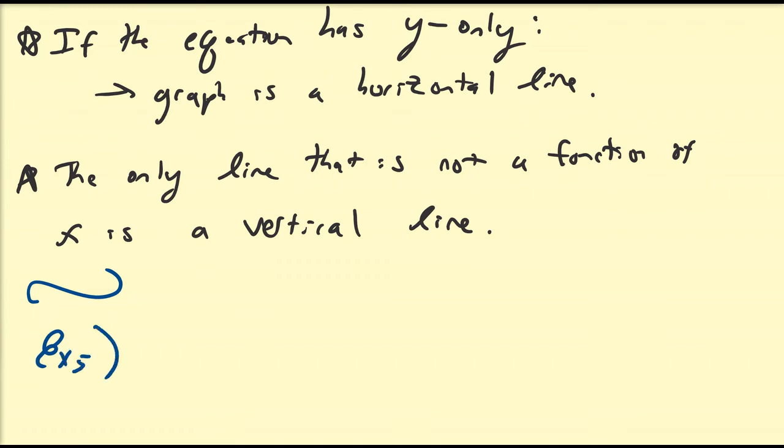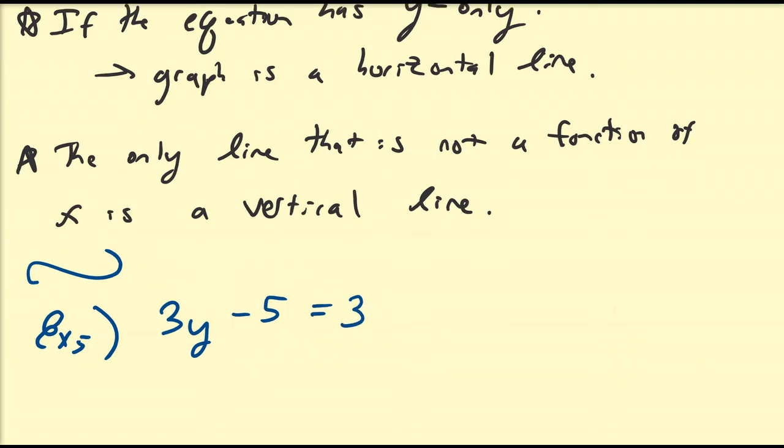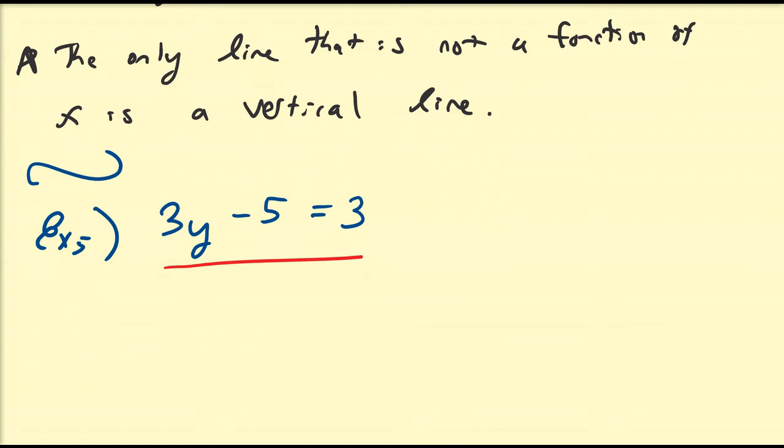So example 5. Consider the equation 3y minus 5 is equal to 3. So this is definitely a relation between y and a bunch of numbers. So what type of graph would this relation be? This only has y in it. There's no y squareds, no square roots of y's, nothing special. Just numbers, an equation with an equal sign and y only. So this is going to be a horizontal line.